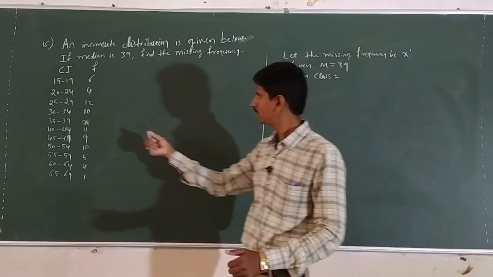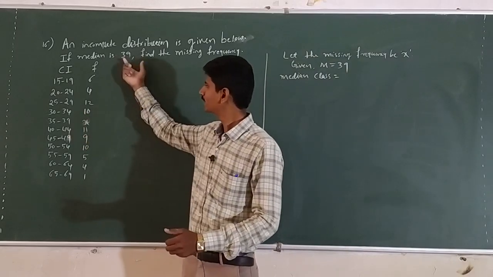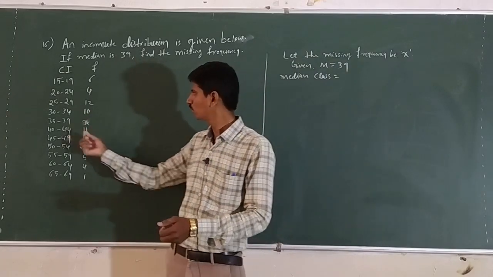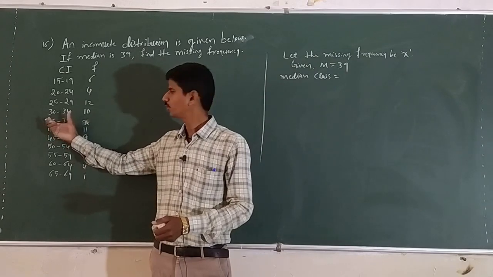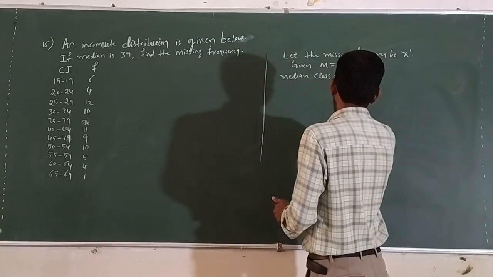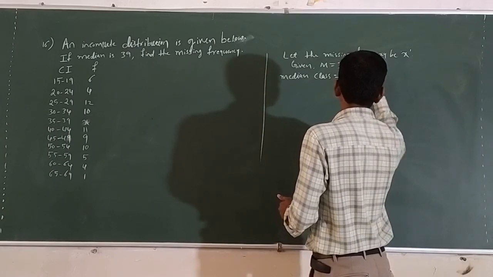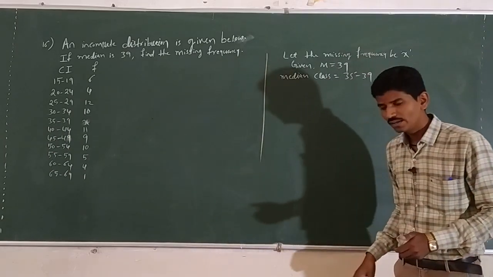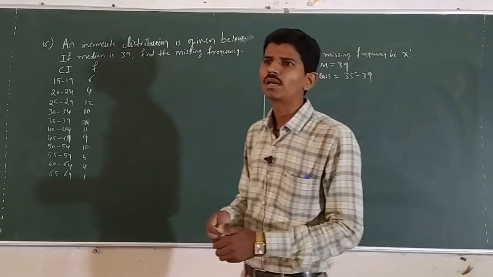Here the median is 39, which means 39 belongs to 35 to 39, therefore the median class is 35 to 39. Next you have to apply the median formula.